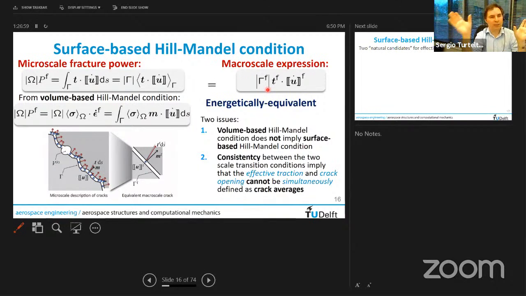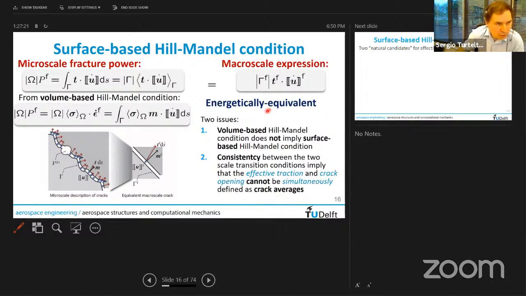So if I compute it with the macro scale expression or the micro scale, the consistencies, and that's the Hill-Mandel condition, which I think was the question, those two should match. That condition is the same for all the methods. We have to make sure that that condition is satisfied.